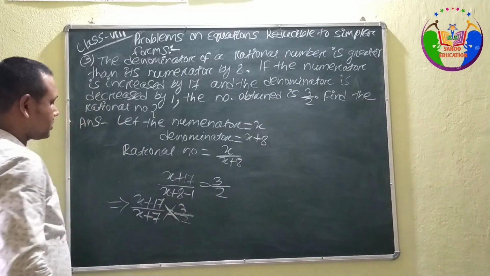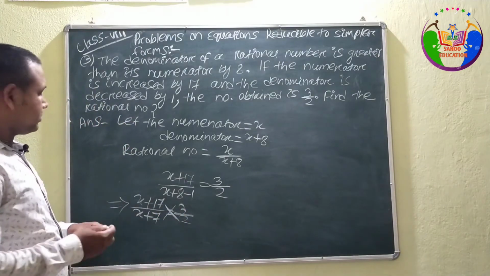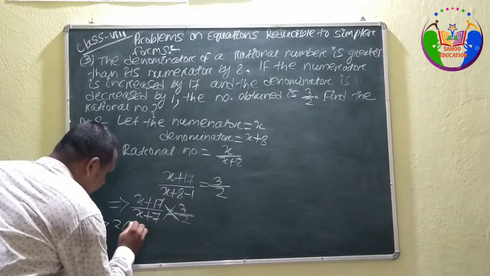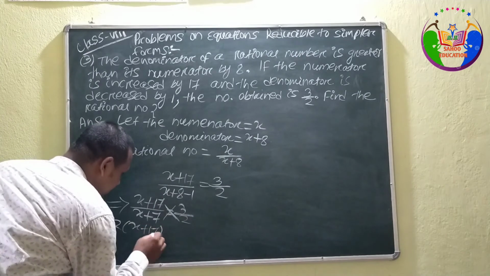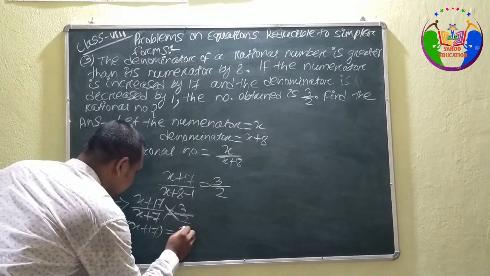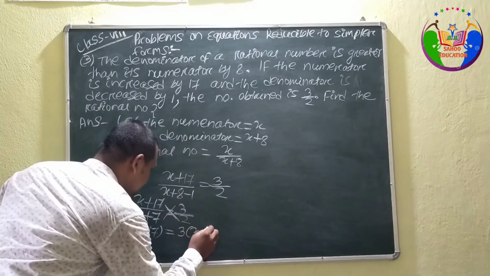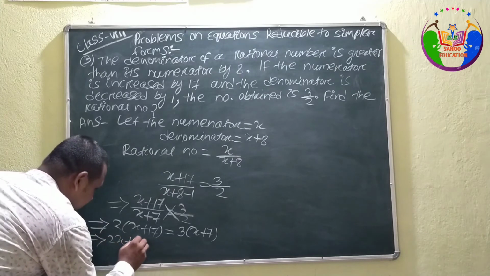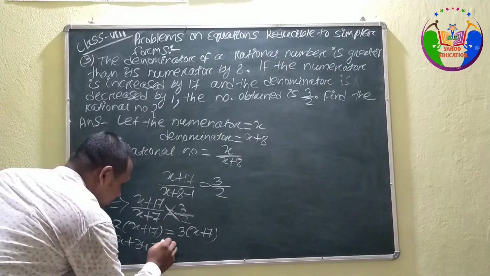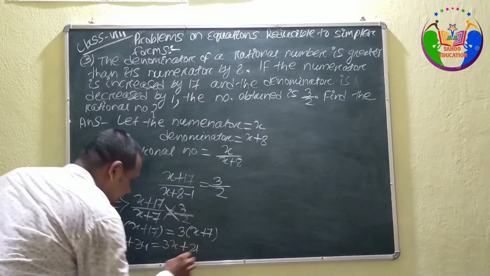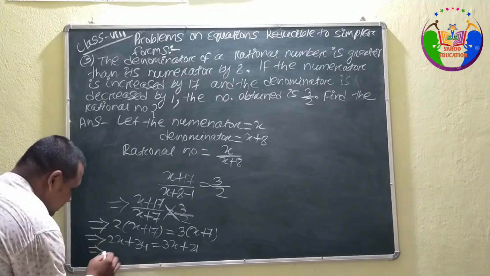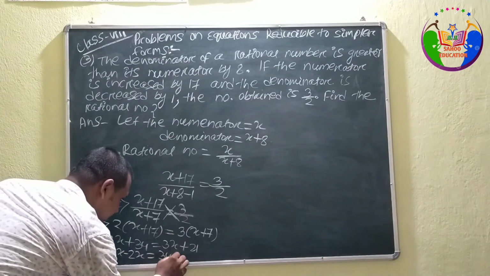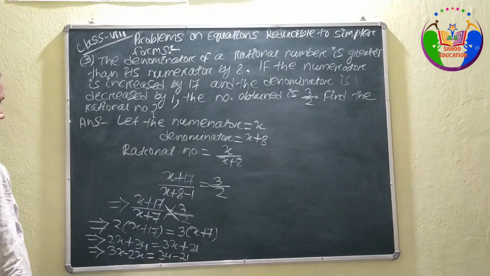Now we'll cross multiply to reduce the equation to simpler form. So 2 whole of x plus 17 is equal to 3 whole of x plus 7. We'll multiply now. It's 2x plus 34 is equal to 3x plus 21. So we'll exchange 3x minus 2x is equal to 34 minus 21.